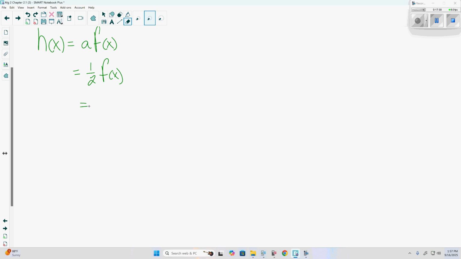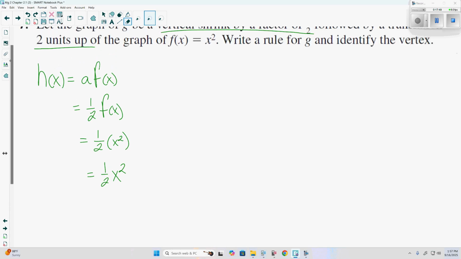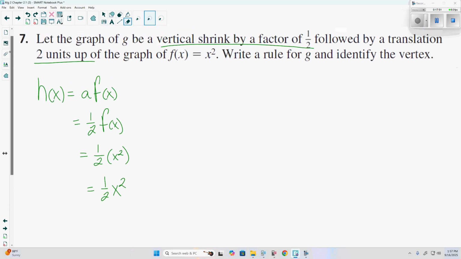Now that we plug that value in for a, guys, we can replace f of x with what it's equal to, and f of x is x squared. So we have 1/2 times x squared, which is just going to be 1/2 x squared.